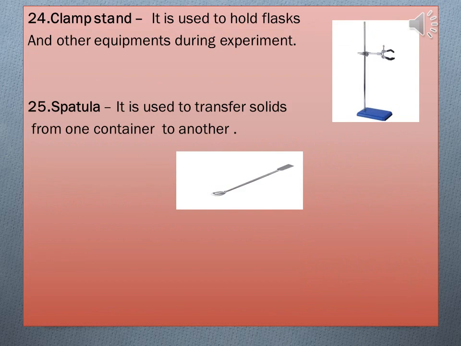Children, now the 24th chemical apparatus is clamp stand. Clamp stand is used to hold flask like beaker, conical flask, round bottom flask and other equipment during the experiment. And then the last one is spatula. Spatula is used to transfer solids from one container to another. For example, if you have to transfer any salt, any chemical from one container to another container during the experiment, you cannot use your hand directly, you cannot transfer that salt with the help of your hand. So what we are using, we are using spatula.